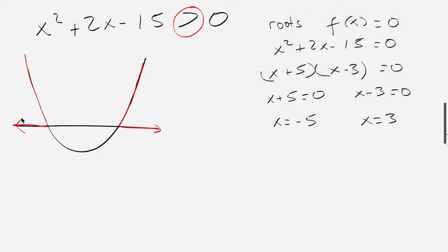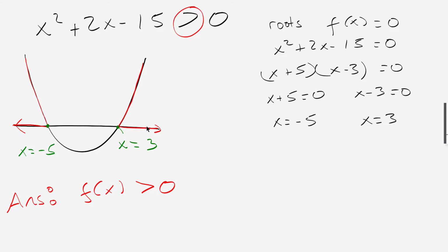So this here is x equals 3, and this here is x equals minus 5. So what is the answer to the actual question then? The answer to the question was, where is this quadratic function greater than 0? And we have the answer on a graph. We can see that it's greater than 0 for these x values here and these x values there.